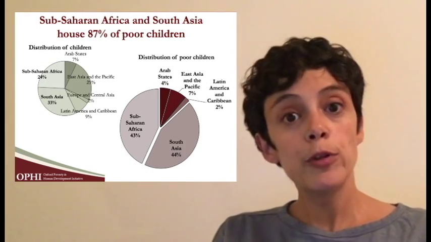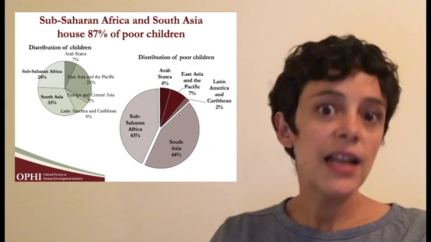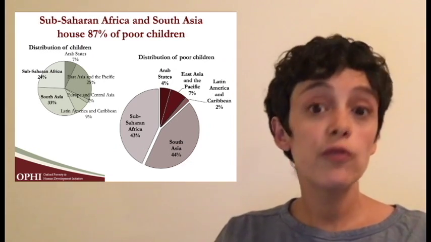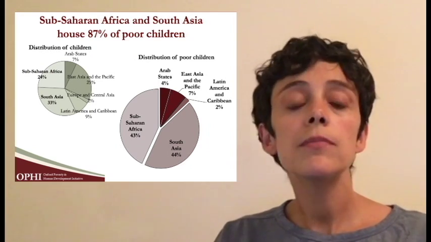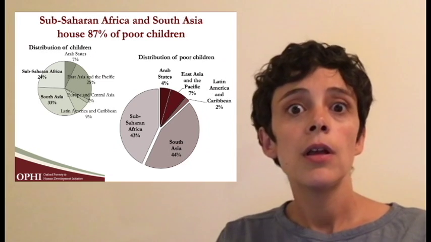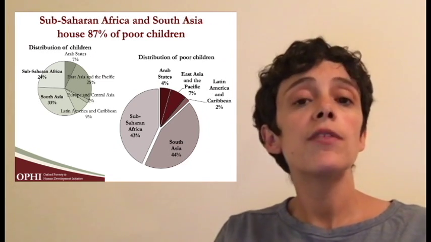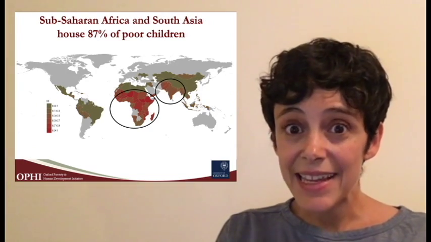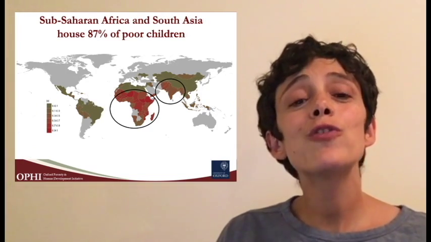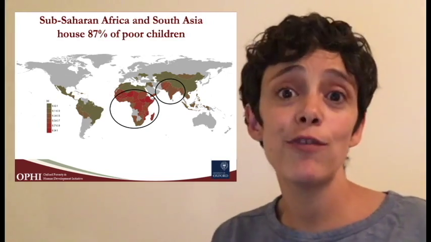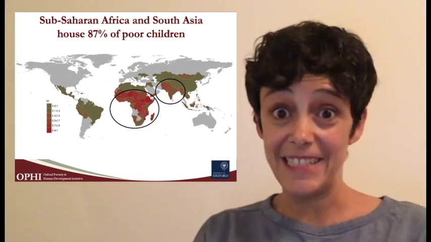Most of the MPI poor children live in South Asia and Sub-Saharan Africa. And this is the result of two factors. First, these two regions house the majority of children in our sample. 57% of children in our sample live in these two regions. But second, these two regions also register extremely high levels of child poverty incidence.